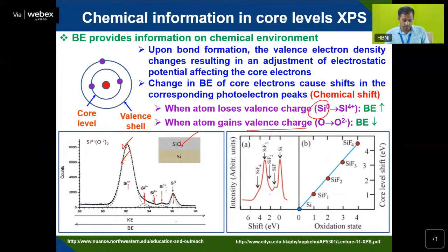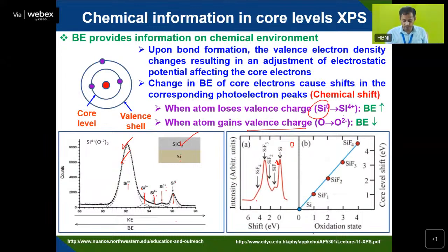You can see another example here, silicon and SiF4. This is silicon in the zero oxidation state, then +1, +2, +3, or +4 for silicon fluoride. So different oxidation states exist. You can see when you have +4, your intensity shift is quite high in that case.